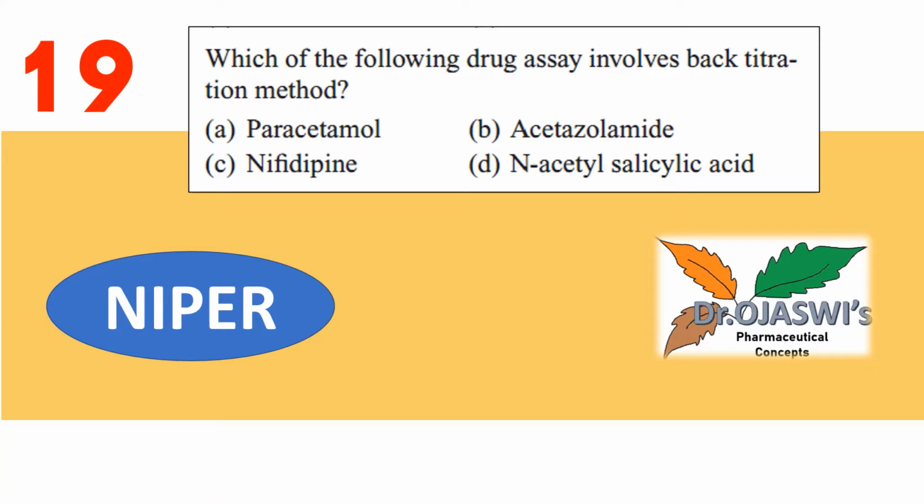Let us start with our next question. This question is from NIPER exam. Which of the following drug assays involves back titration methods? And these are the names of the drugs. Okay, so let us see one by one.